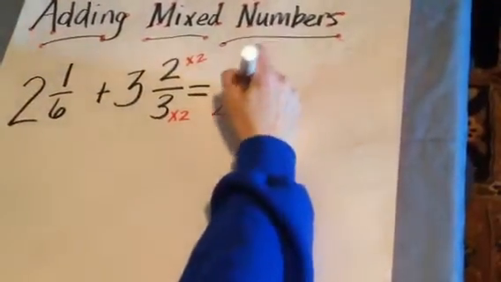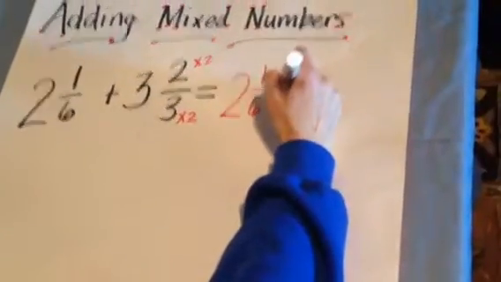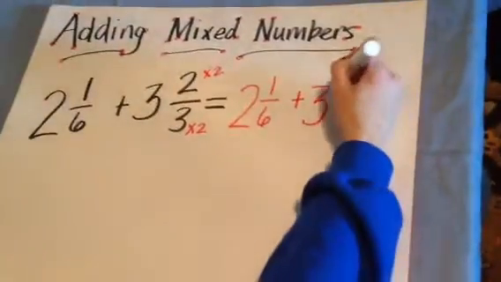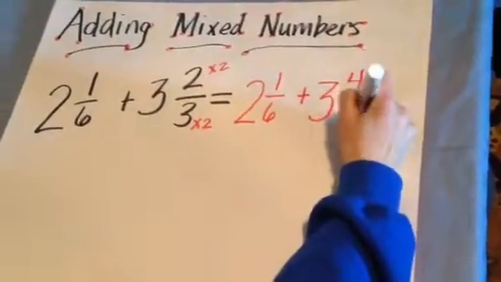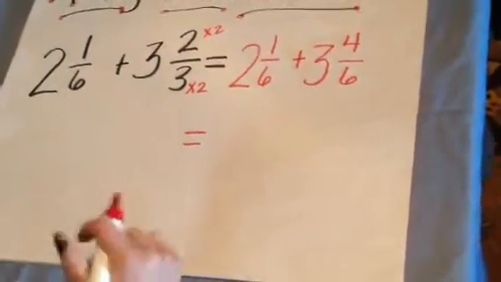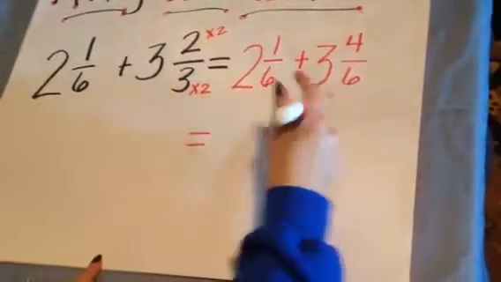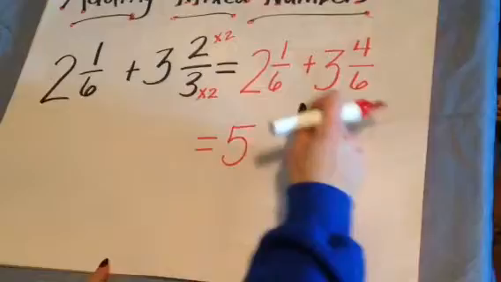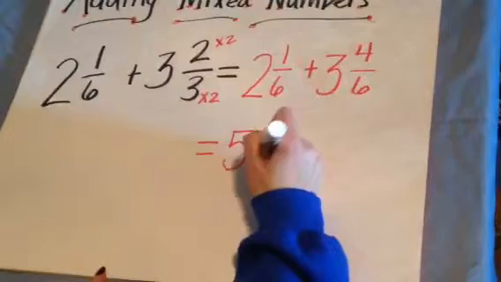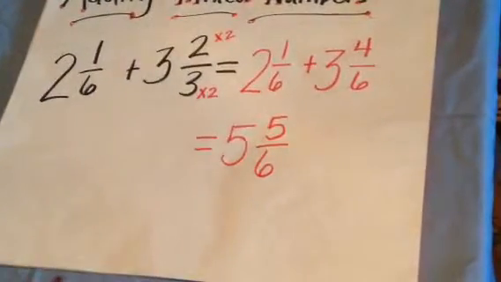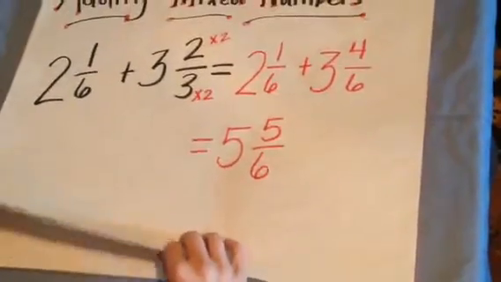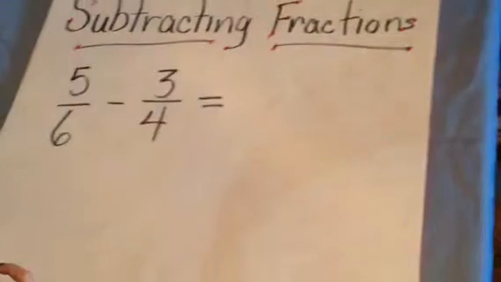I am now ready to rewrite my problem over here. 2 1/6 stays the same. I'm going to add my whole number 3 and my fractional part that I changed to 4/6. I will add my whole numbers first. 2 plus 3 is 5. Now my numerators. 1 plus 4 is 5. And that denominator of 6 stays the same. That is all the examples that we're going to work on for adding fractions and mixed numbers.